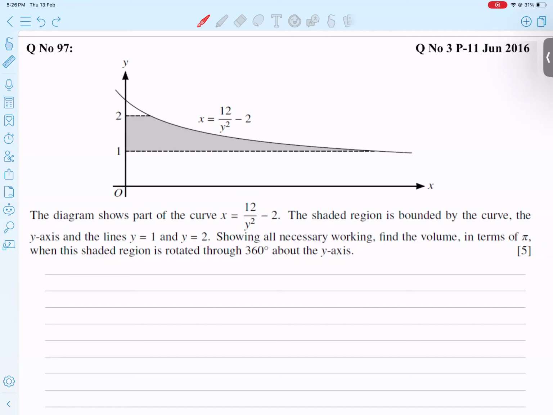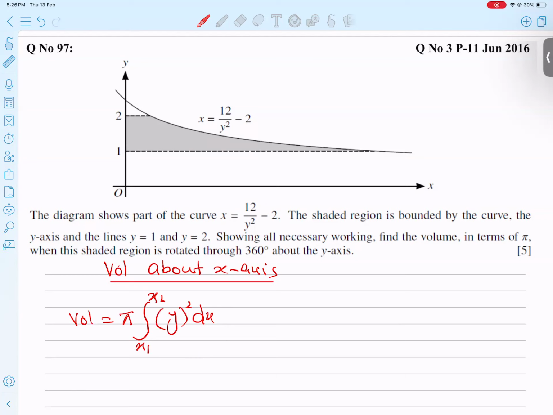Basically, students, let me write both formulas, okay? Volume about the x-axis. What is the basic plan when we work about the x-axis? The volume formula has x1 here, x2 here, y here, dx here. This is the formula of area. But if I keep pi outside and square y, it becomes the volume formula about the x-axis.